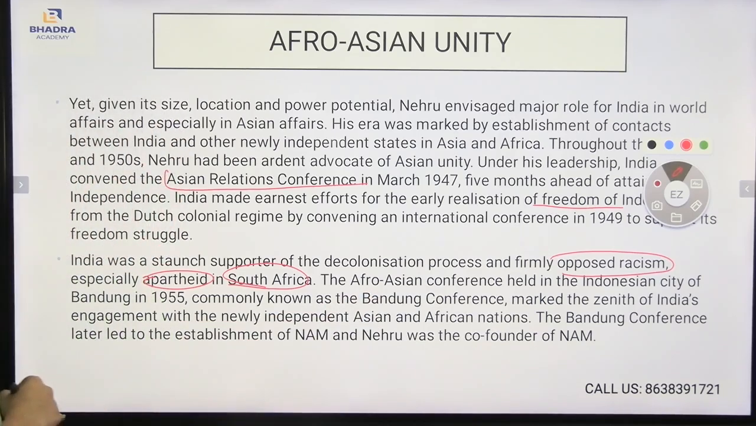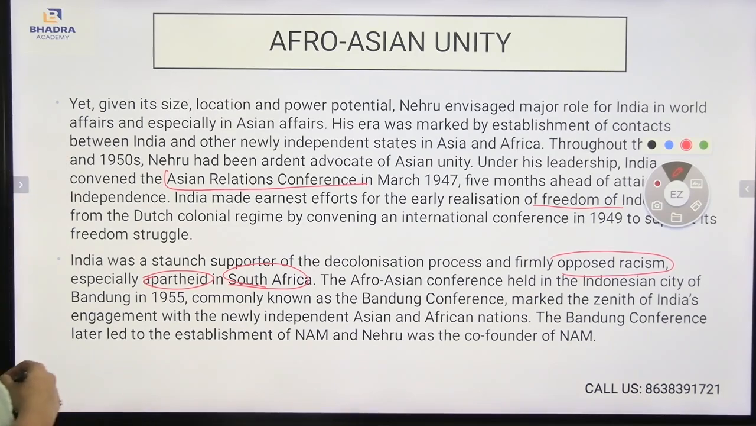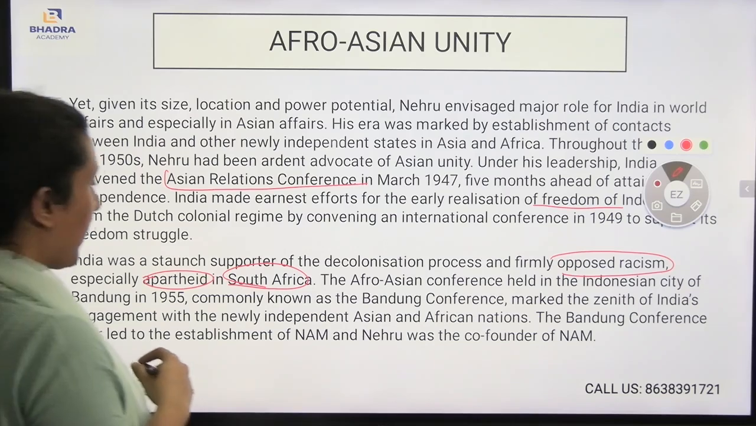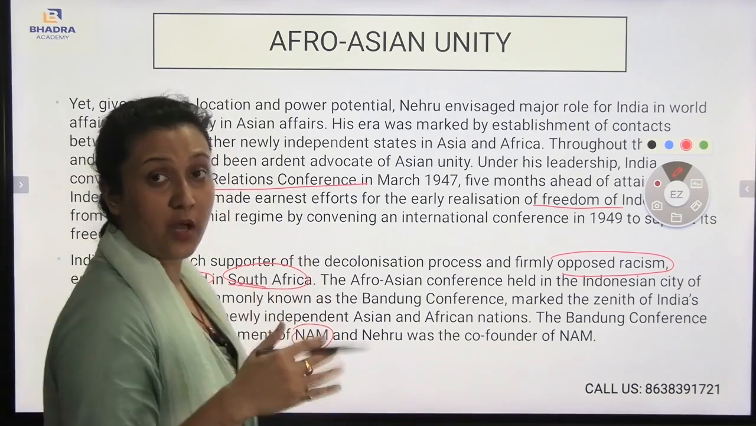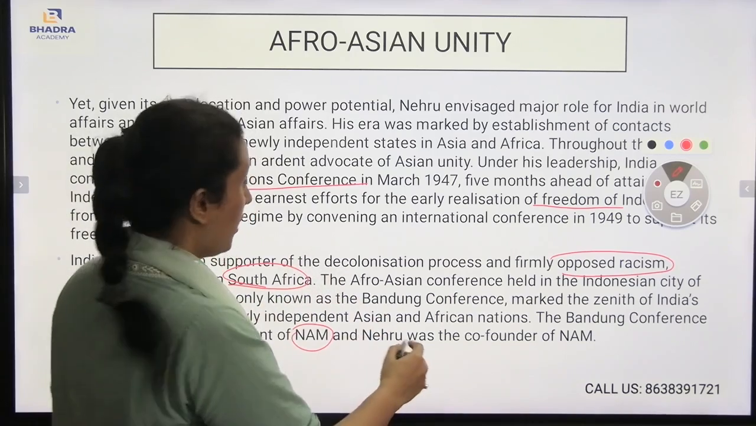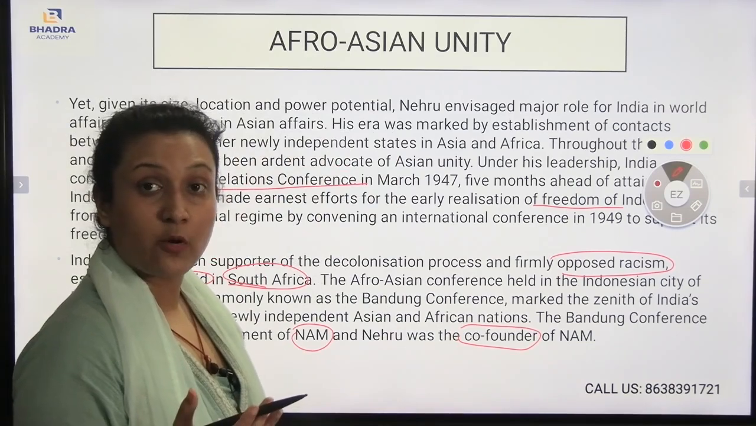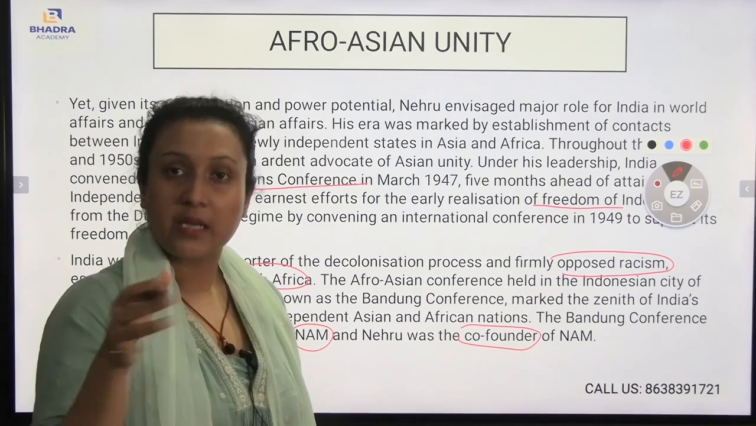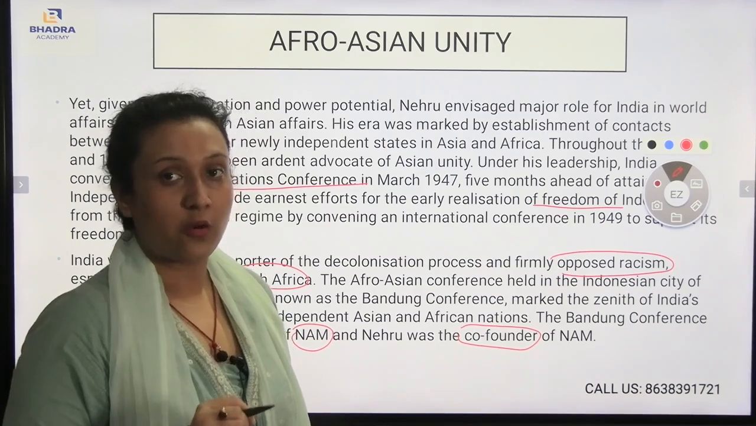Also, the Afro-Asian Conference held in the Indonesian city of Bandung in 1955, commonly known as the Bandung Conference, marked the zenith of India's engagement with the newly independent Asian and African nations. The Bandung Conference later led to the establishment of NAM, and Nehru was the co-founder of NAM, the non-alignment movement. Now, what do you mean by non-alignment movement? It means not participating in any of the international blocs, staying by yourself. This is known as the non-alignment movement.